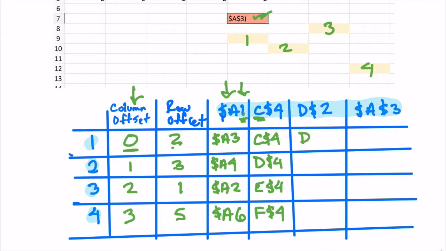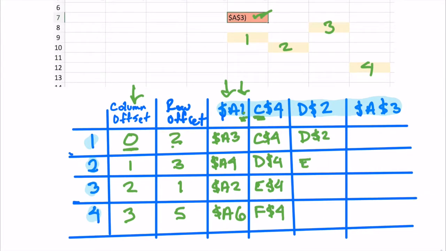I'll let you work on the rest of this. Here are the answers. I think you get the idea, and you can check your work. The last column is particularly easy because nothing gets incremented, so I just literally copy down $A$3.